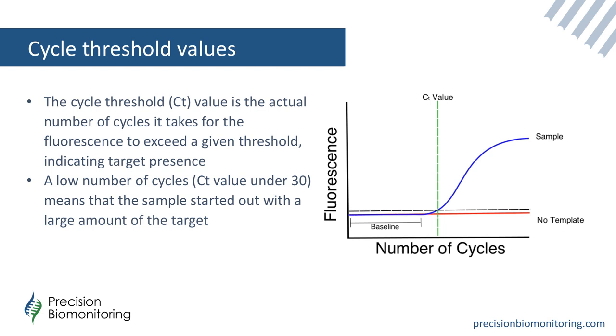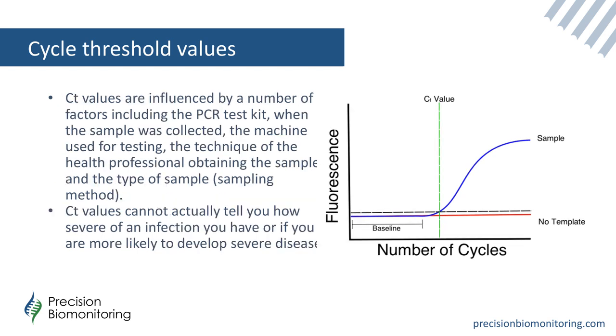Okay, so the CQ or CT values are influenced by a number of factors. This can be the actual PCR kit that's used. If you ran several different test kits on the same sample, you may get a different CT value. It may depend on when the sample was collected. If you tested the same person at different points in time, you may get a different CT value. It can sometimes be impacted by the machine that's actually used for testing, again, because that can affect how the threshold is set.